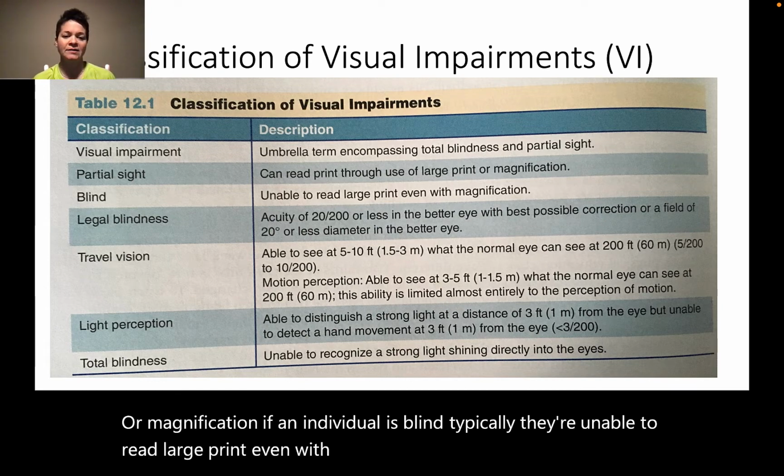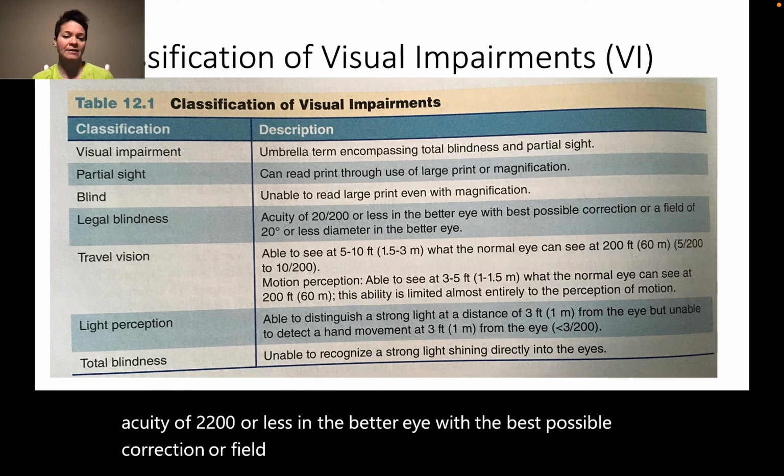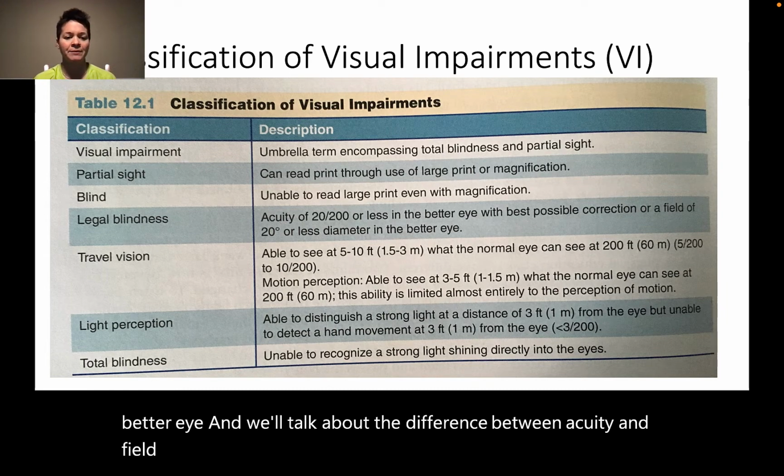Now, legal blindness is acuity of 20/200 or less in the better eye with the best possible correction, or field loss of 20 degrees or less in diameter in the better eye. And we'll talk about the difference between acuity and field loss coming up.